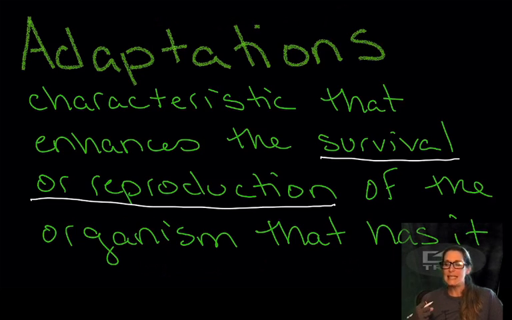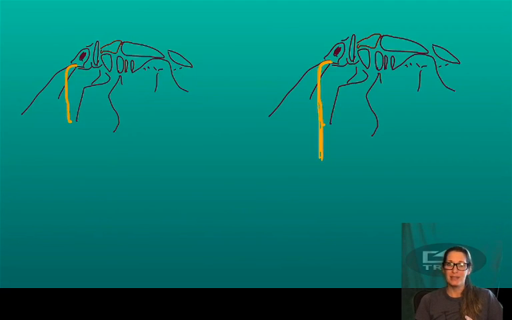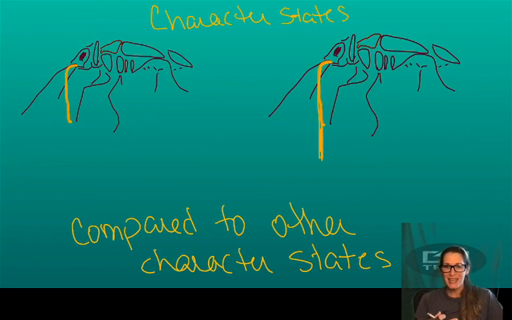Next, we're going to dig into the meat of how this happens. How do we get these adaptations? And so we're going to dig deeper into the concept of natural selection.